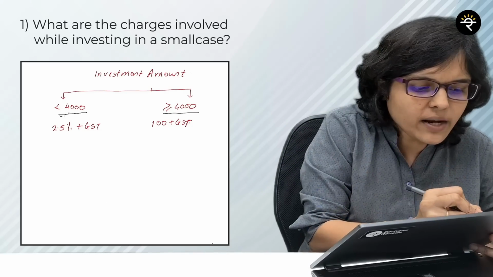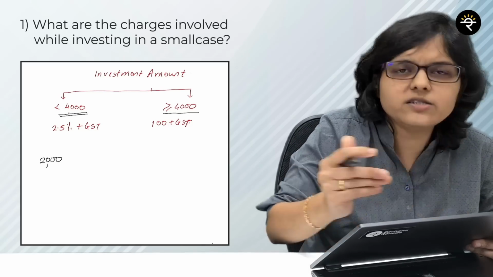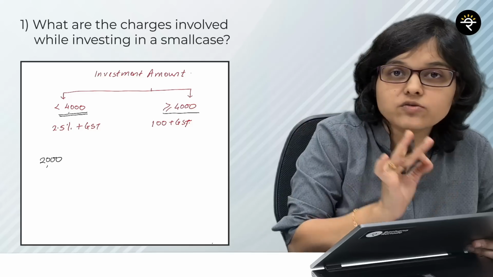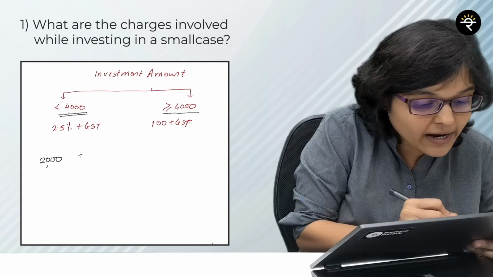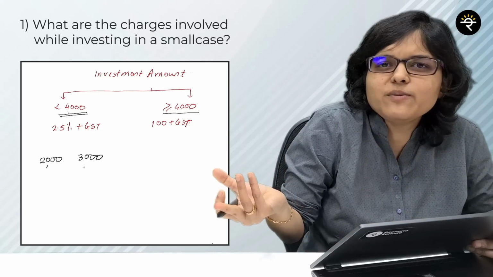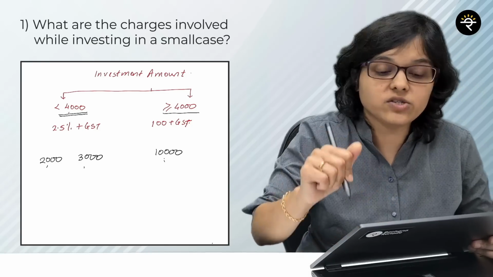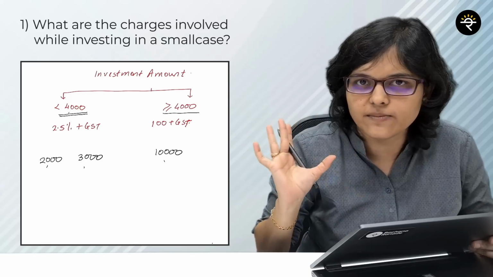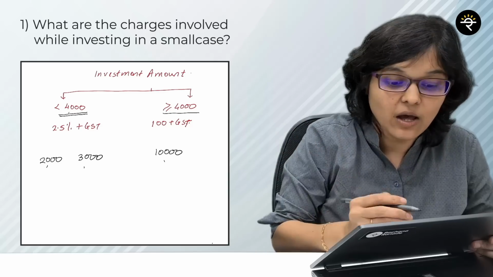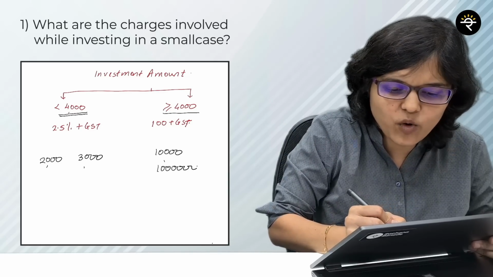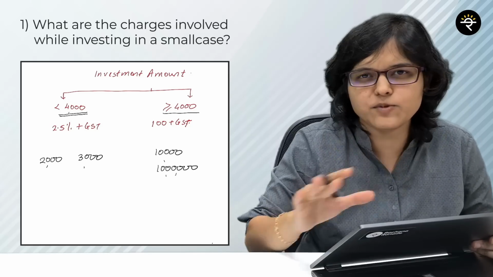If I'm talking about an investment amount less than 4,000, assume that you want to invest in a smallcase wherein the amount involved is just 2,000 rupees. So what will be your charges? 2,000 multiplied by 2.5% plus GST. If I do an investment for 3,000, then 2.5% plus GST. But if your investment is, say, 10,000 rupees, then what will be your charges? It will be 100 rupees plus GST. So here no percentage is involved. It's a flat one-time 100 plus GST. What if you were to invest 10 lakhs? Still the same, 100 plus GST. I hope charges while investing in a smallcase are absolutely clear.